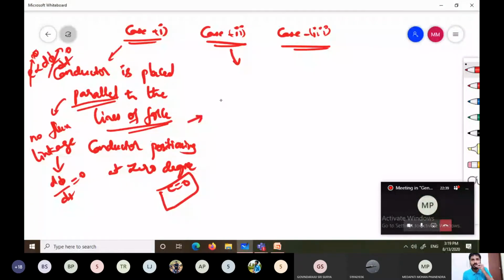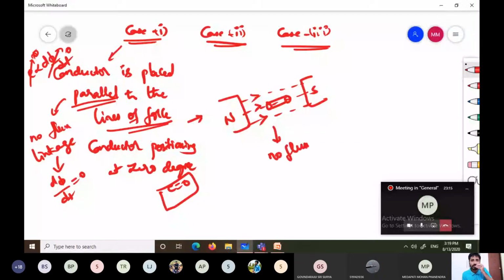Okay, so case 1: the diagram looks like this. Suppose the conductor lies like this. This is the conductor, and it is placed parallel to the lines of force. Whenever the conductor is placed parallel to the lines of force, what happens? There is no flux linkage.